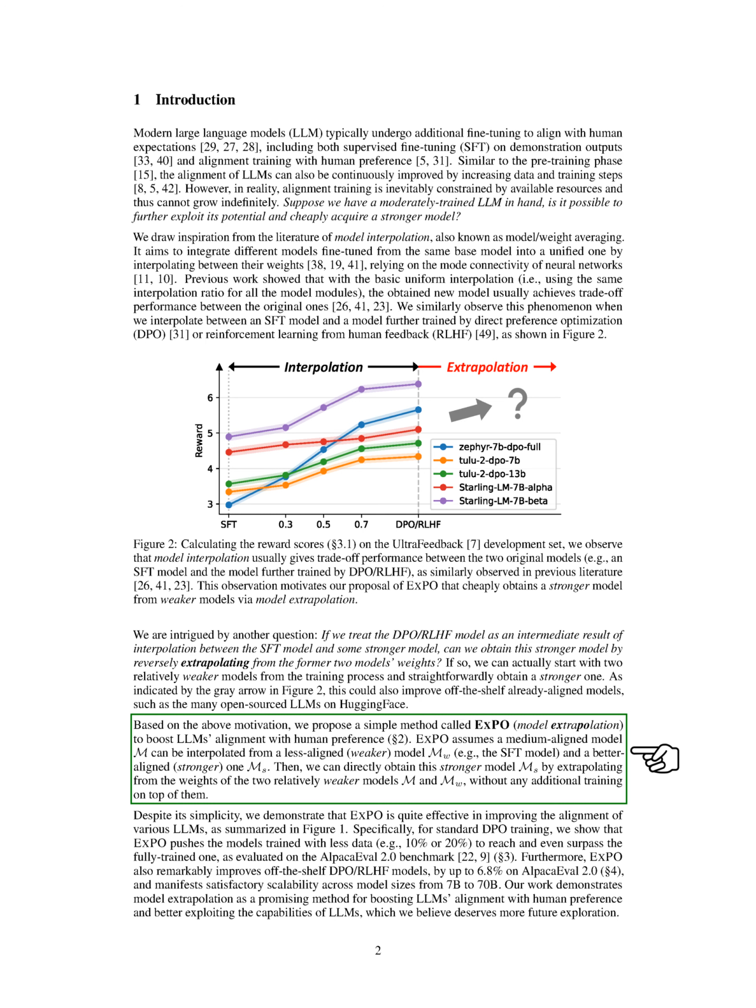The EXPO method assumes that a moderately aligned model can be obtained by interpolating between a less aligned model, e.g., SFT model, and a better aligned model. By extrapolating from the weights of these two models, we can directly obtain a stronger model without additional training.